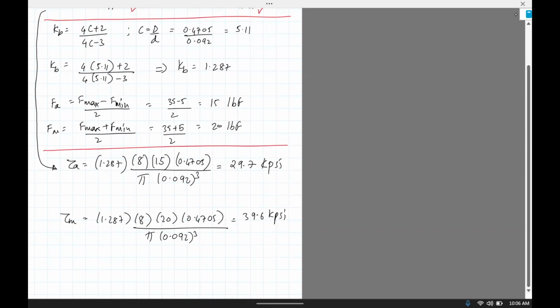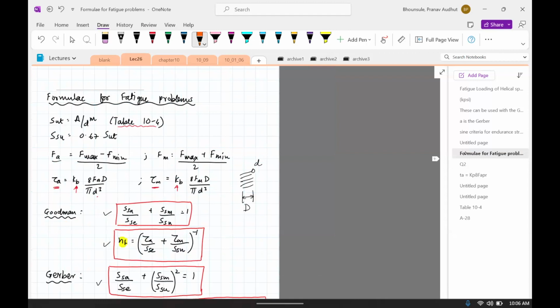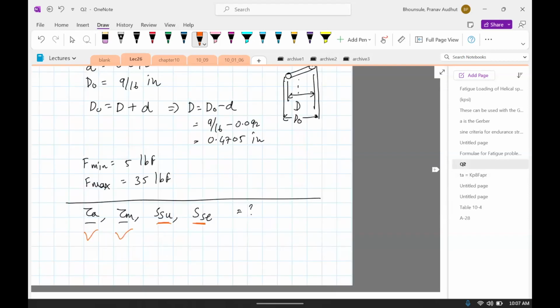What else did we need for Gerber? Well, we made a list. So now we have got these values. We need to compute the remaining ones. What's SSE? SSU. So SSU, go back to the formulas. SSU here is 0.67 SUT. But we need to compute SUT. So how do we get SUT? Well, SUT comes from table 10.4. For SUT, we need to know the type of wire and we need to know the diameter.